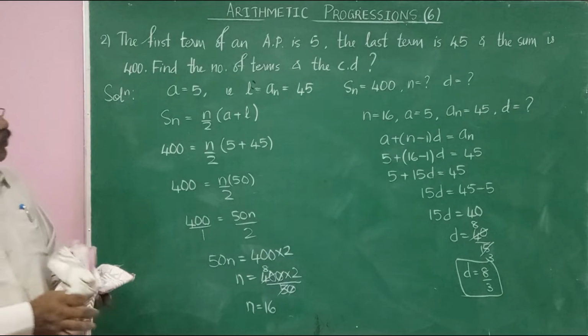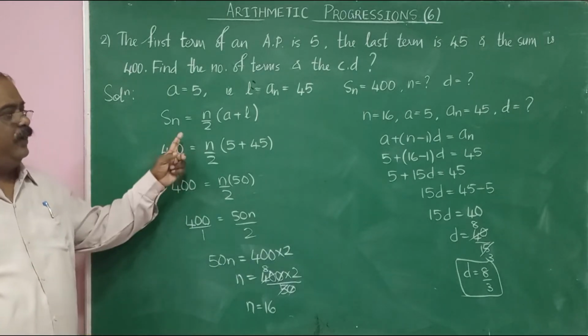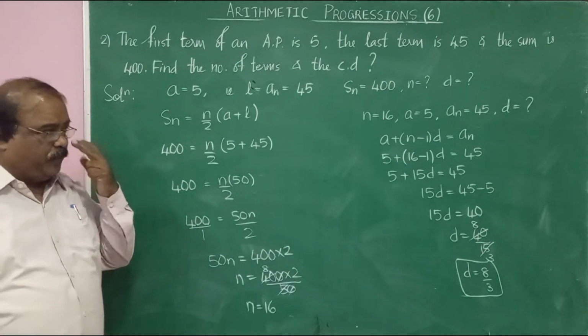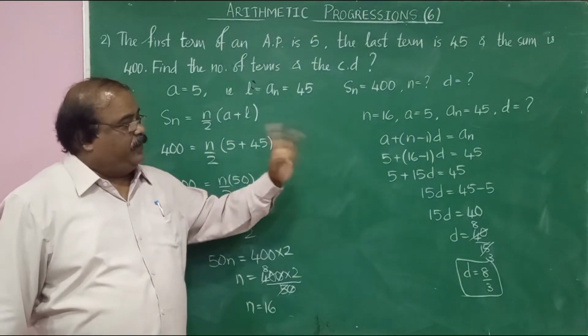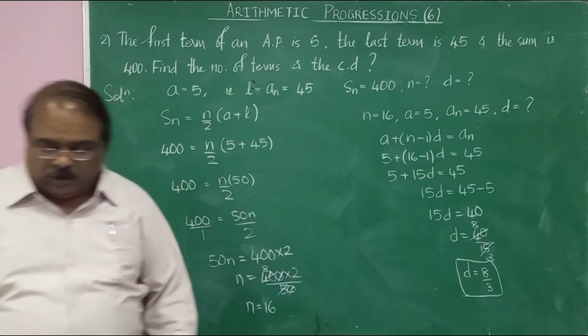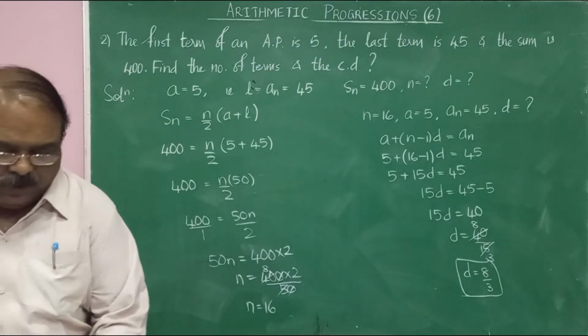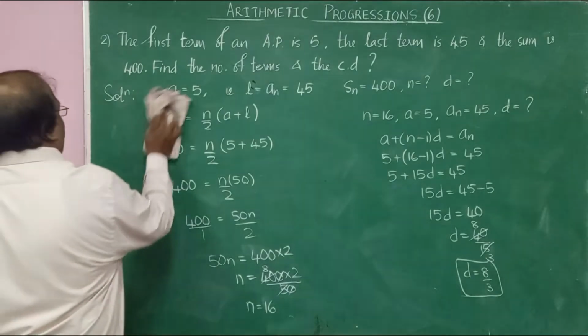Once again I made use of two formulas. One is Sn is equal to n upon 2 into bracket a plus l, and a plus n minus 1 into d is equal to an. We go to the next sum, the third one.